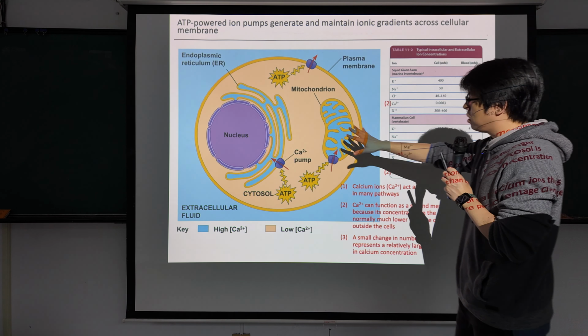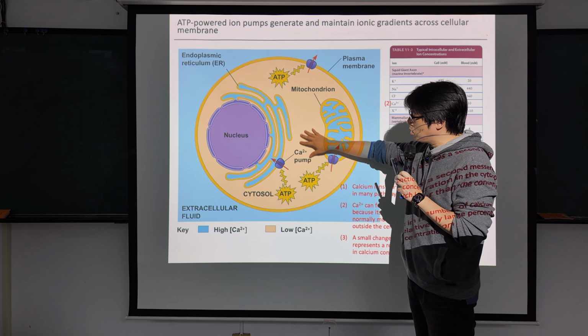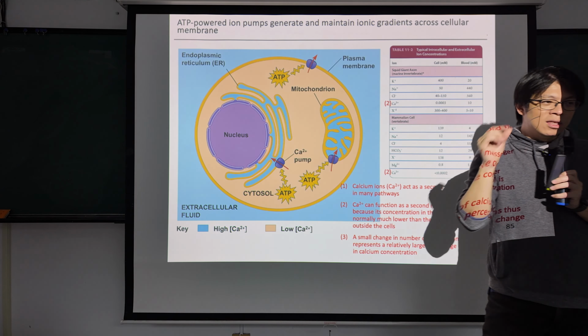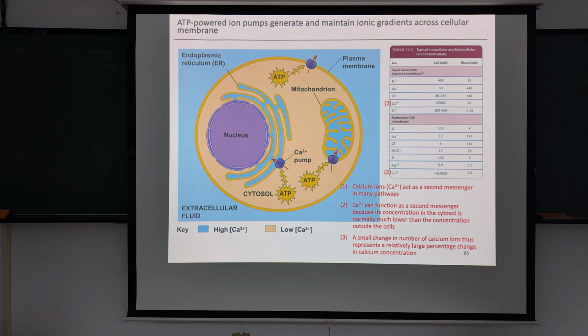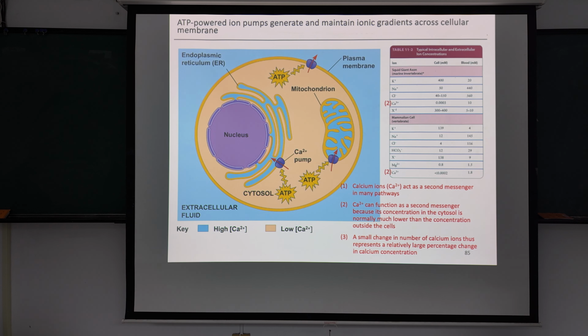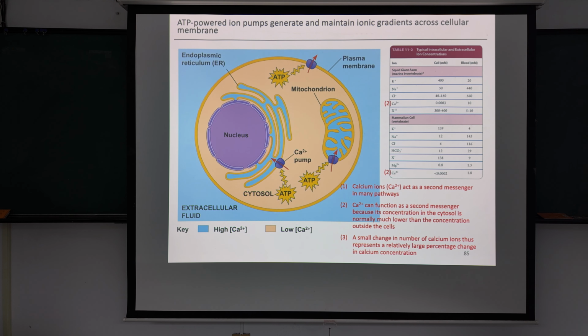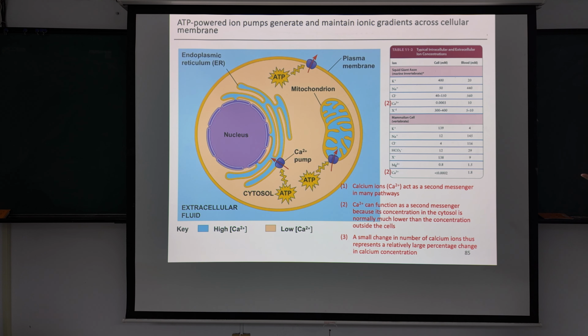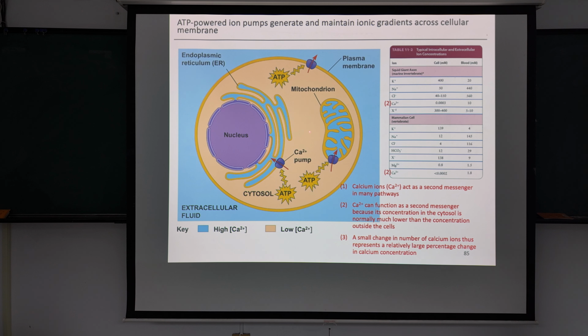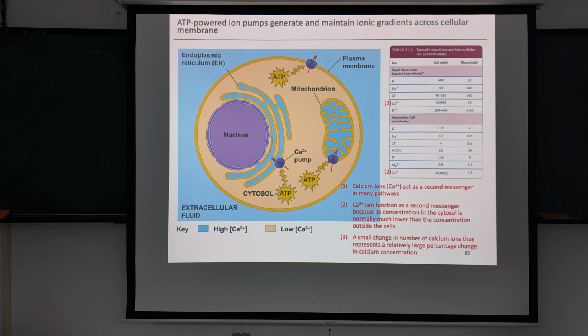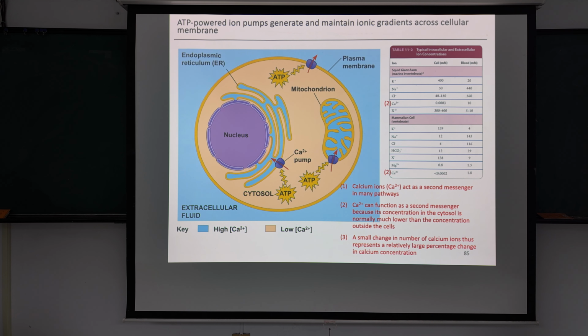So in the cytosol, because it's really low, a little bit of calcium going into the cytosol can serve as a secondary messenger. Okay, the cell has the mechanism to sense any calcium going into the cell, which can serve as a trigger to activate certain signaling. Okay, like muscle contraction. Okay, yeah.